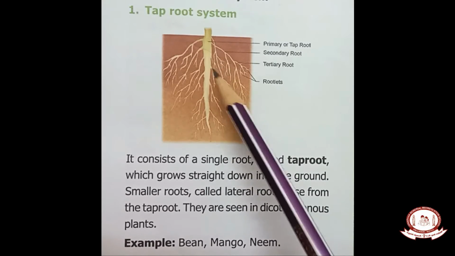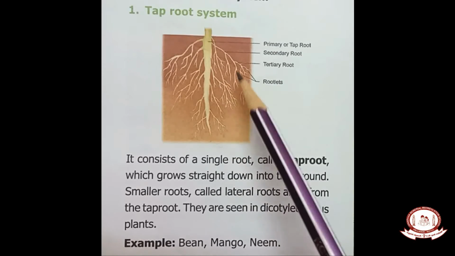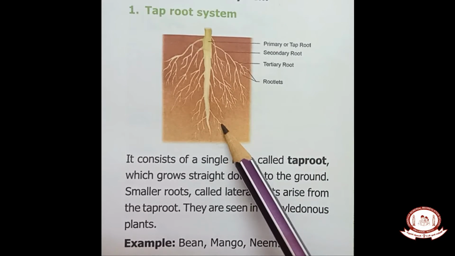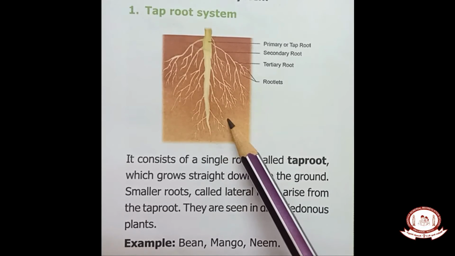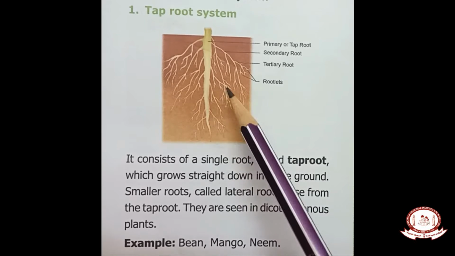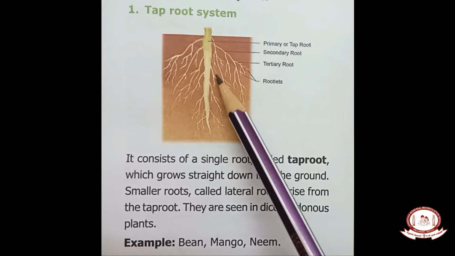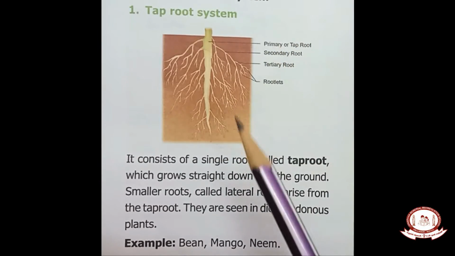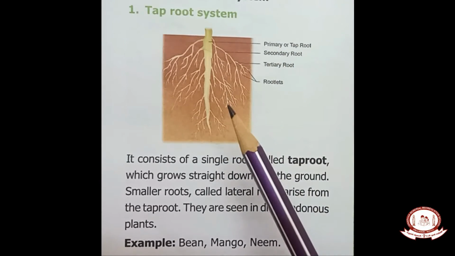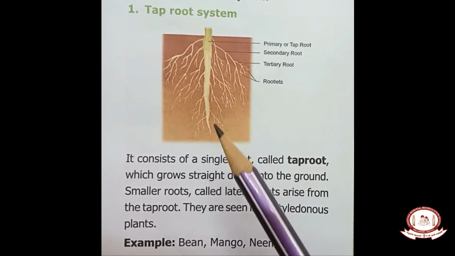Do you understand? This type of root you can see only in dicotyledonous plants. Dicotyledonous plants means the plants whose seed has two cotyledons. Examples: beans, mango, neem seed. All these are dicot seeds, and the plants from dicot seeds produce this type of taproot system. What are the examples for the dicotyledonous plant? Bean, mango, neem, etc.